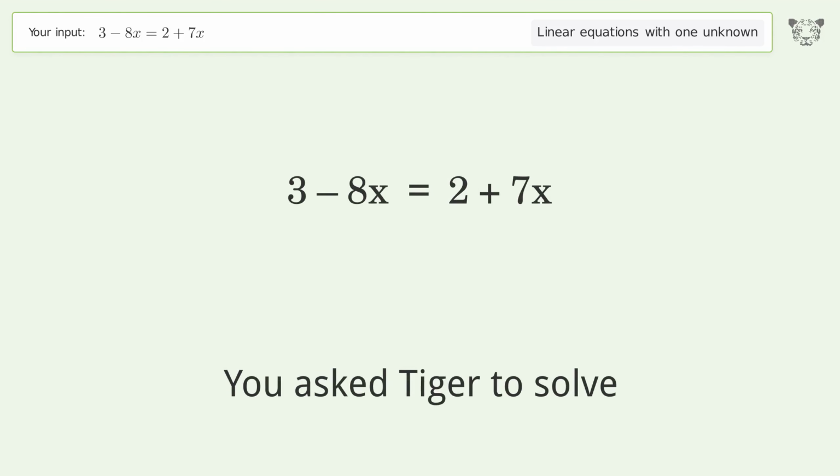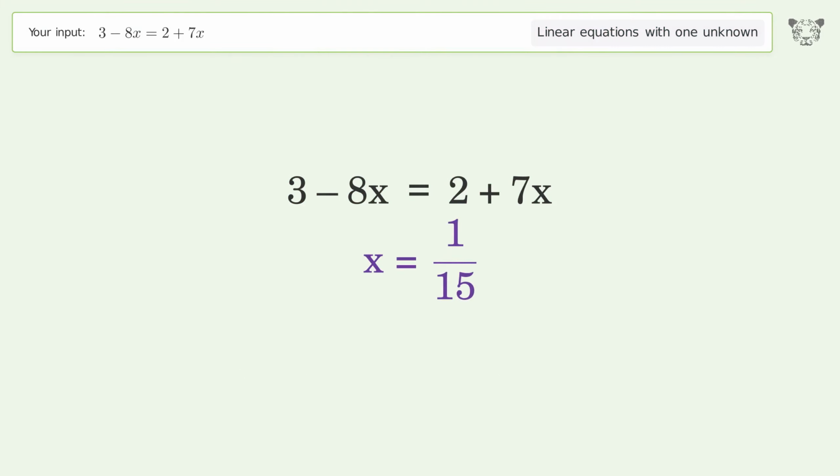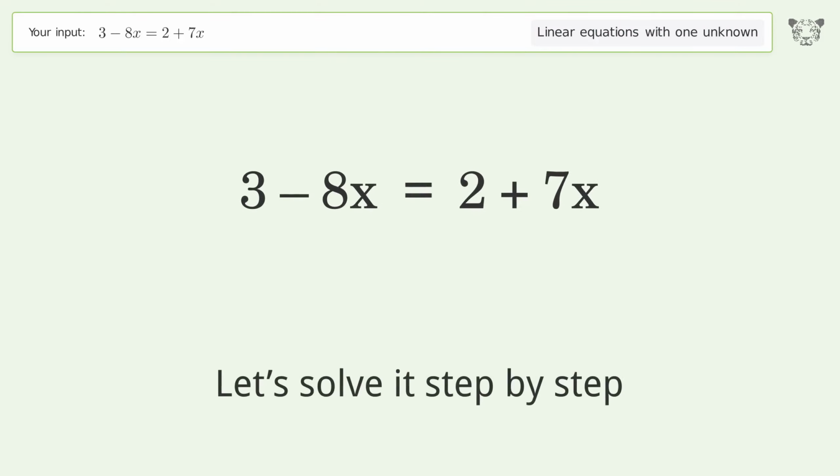You ask Tiger to solve. This deals with linear equations with one unknown. The final result is x equals 1 over 15. Let's solve it step by step.